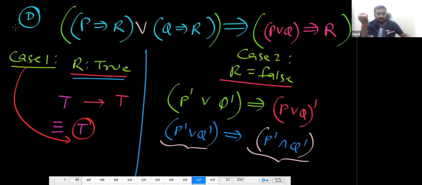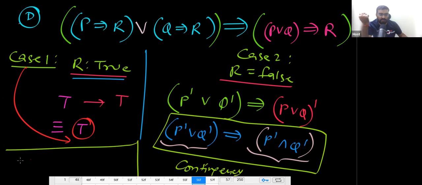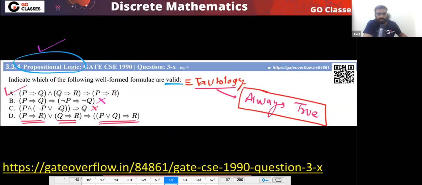So finally, I can say option D is a contingency. Did you understand all these questions? So this is also not valid. For this question, only option A is valid. If anyone has any doubt, you can ask.